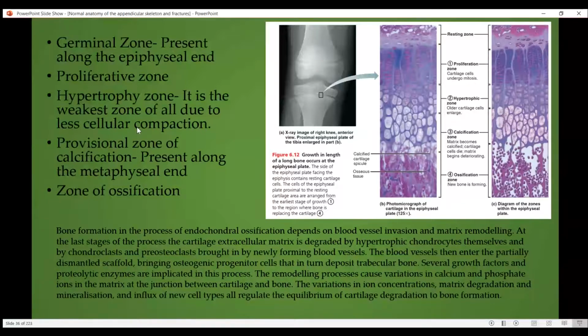Then we have the provisional zone, which is present along the metaphyseal end. Here is the metaphyseal end, so I'm talking about the provisional zone here. Then there is a zone of ossification, and that is where the osteocytes or osteochondrocytes are coming. So that is the zone of ossification. These are the 5 zones of a growing tubular bone.